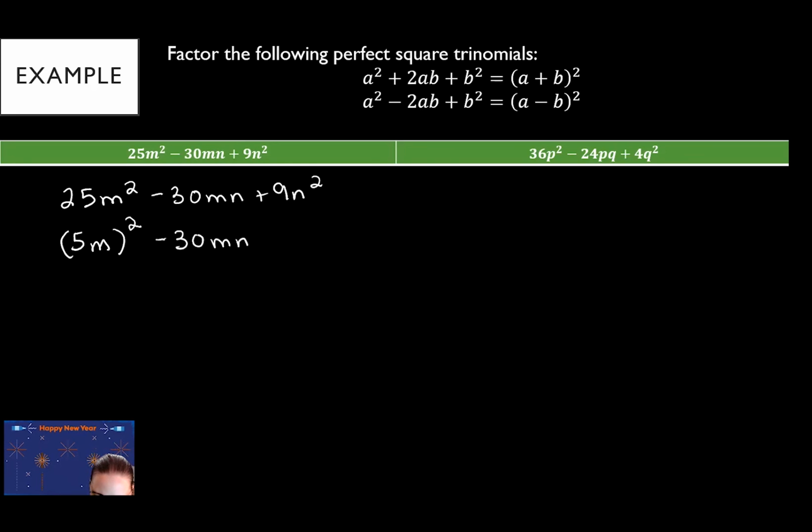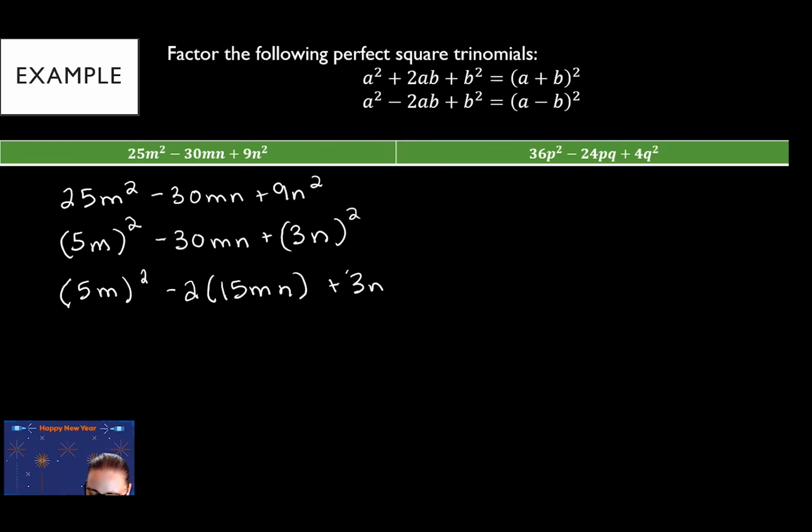And then we're going to check, 9 is 3 squared. So this is going to be 3 and the n are both squared. So I'm putting those in parentheses here to indicate that both of those are squared. So far, so good. The first term and the last term are perfect squares. They're things squared. Now we're going to take that middle term and factor out a 2, which would be a 15mn.